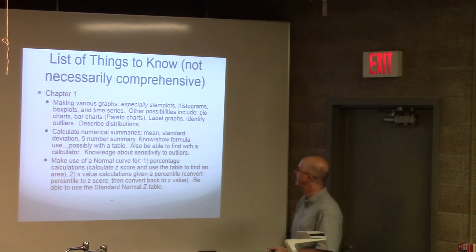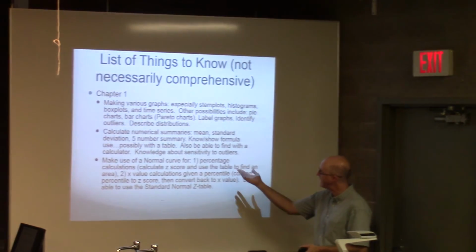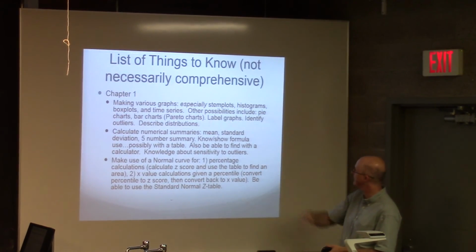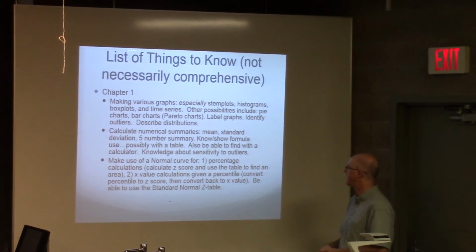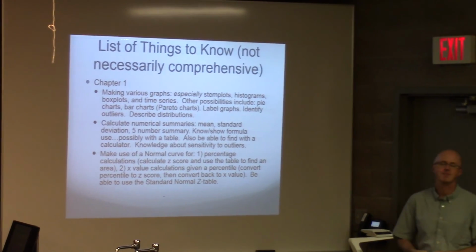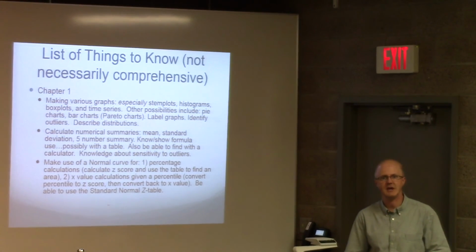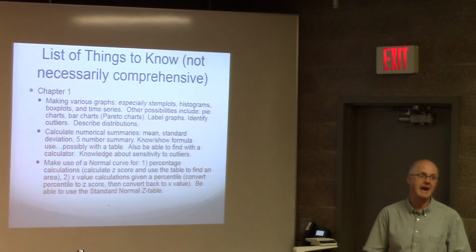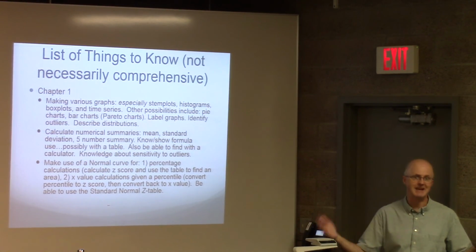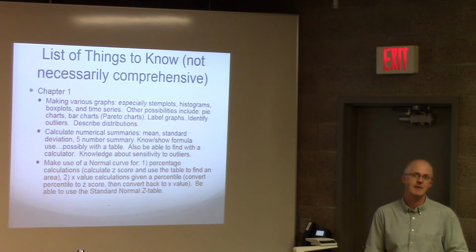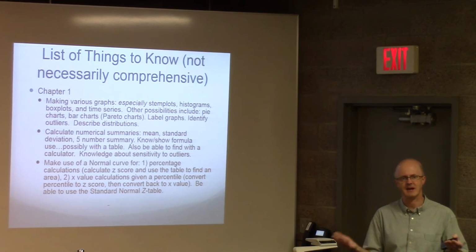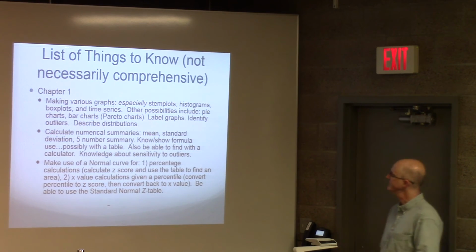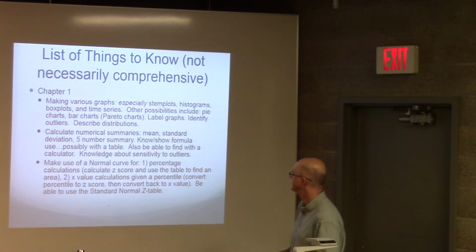Know the formulas, possibly make a table to do the calculation, but also be able to find them on the calculator. Have the knowledge about what's sensitive to outliers. The mean and standard deviation are certainly sensitive, although the range is more sensitive. The max and min are more sensitive. The median and quartiles are less sensitive. They're not as affected by outliers. Have that basic knowledge, what I just said.